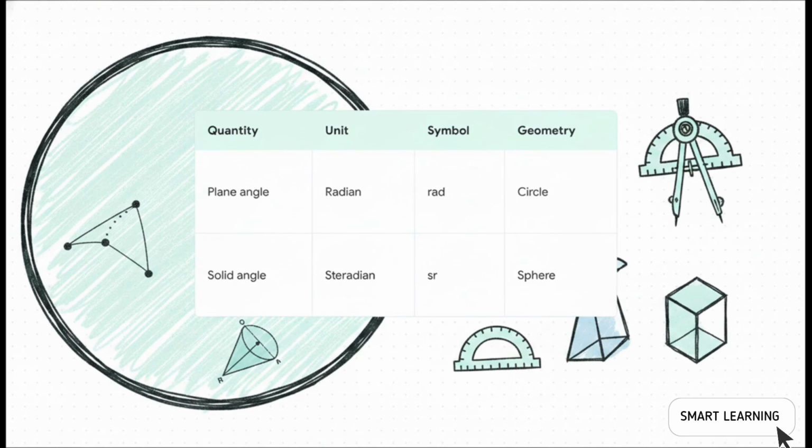So, to quickly bring it all together and summarize those core differences, just remember that the radian measures 2D plane angles inside circles, while the steradian measures 3D solid angles inside spheres, flat versus solid.